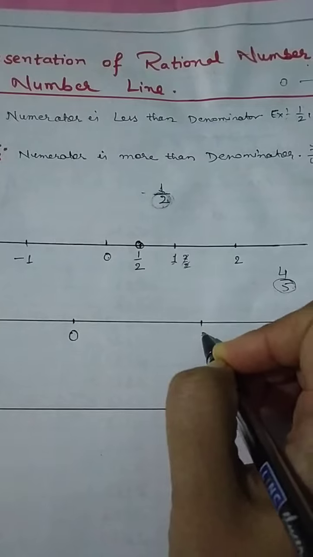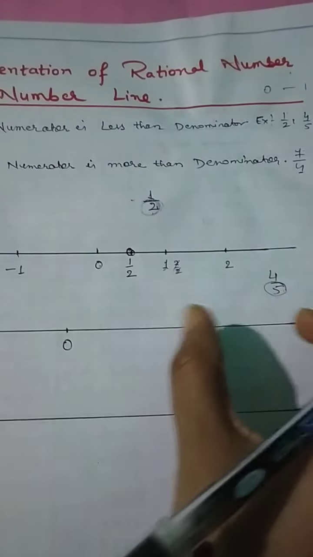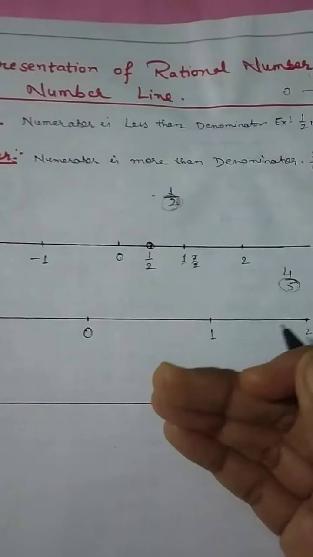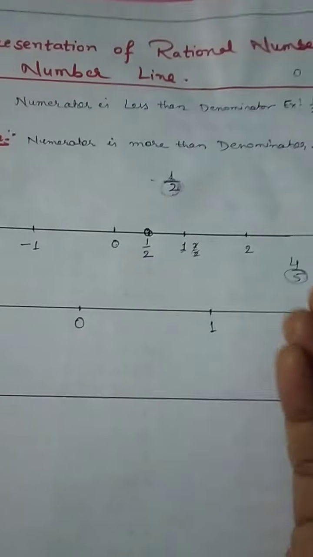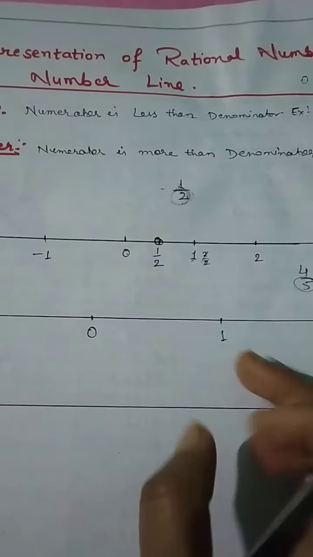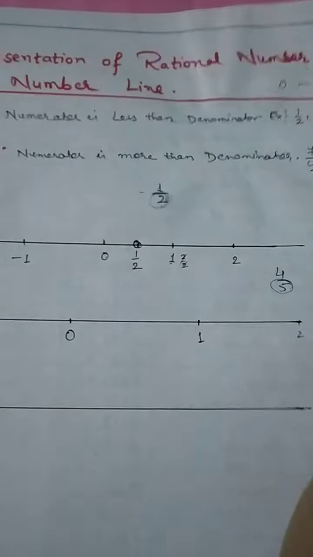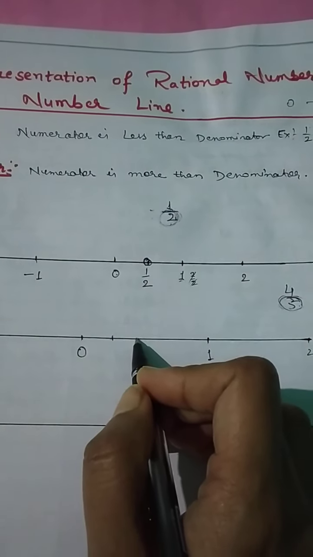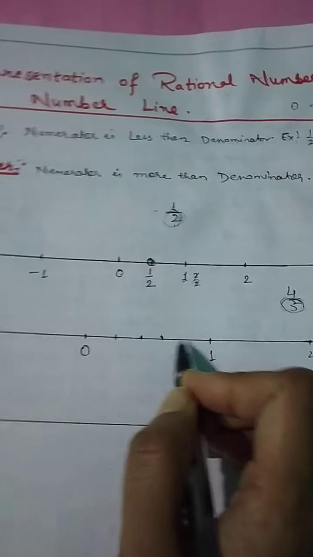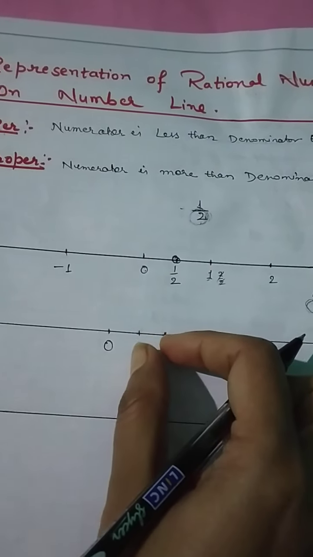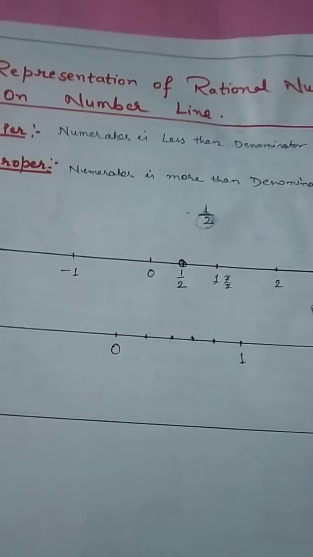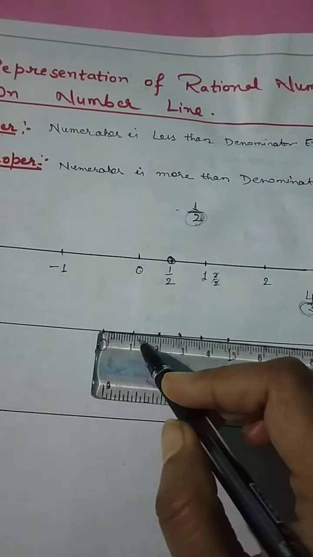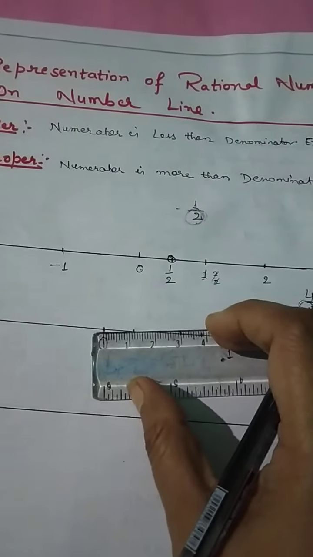0 to 1, then the same distance 1 to 2. But there is no need of 2 because we are plotting a proper rational number and its value always lies between 0 and 1. So 0 to 1 I have taken. Now we will divide this into 5 equal parts: 1 part, 2, 3, 4, 5. You have to measure, students, with the help of a scale only. 1, 2, 3, 4, 5 like this you will measure.